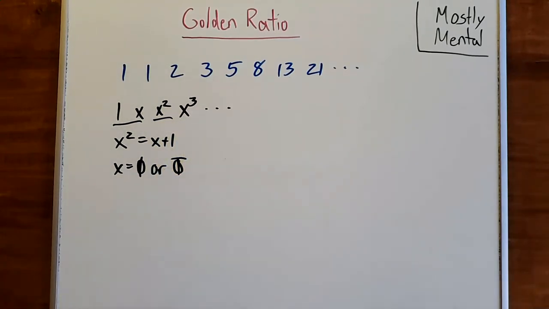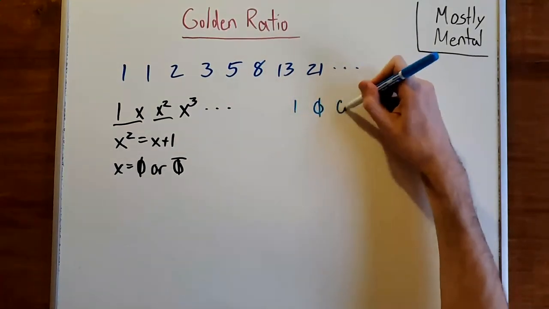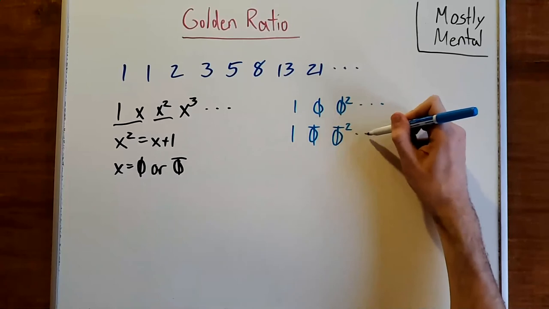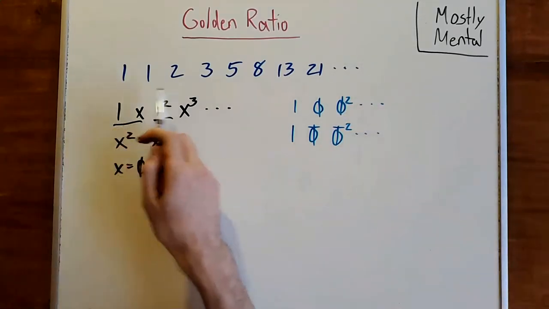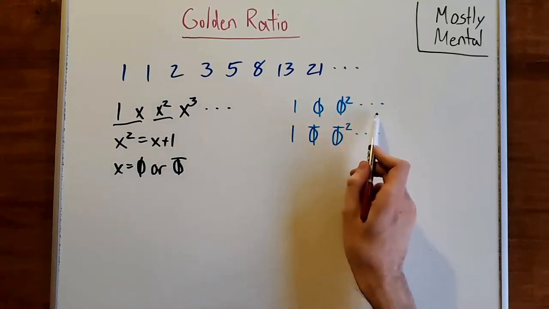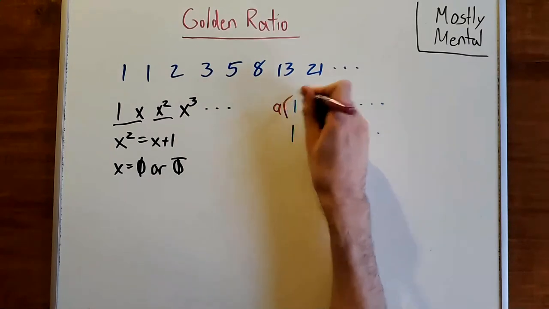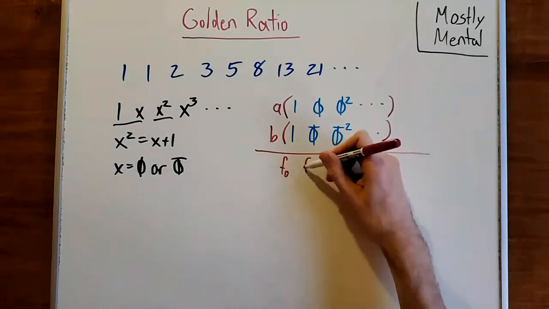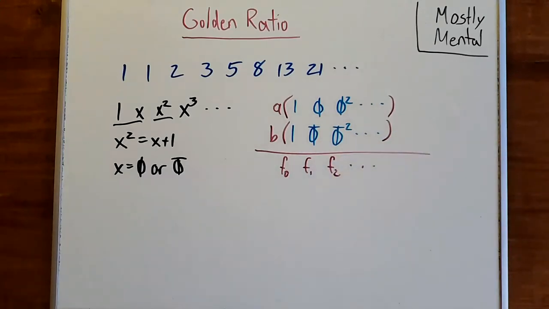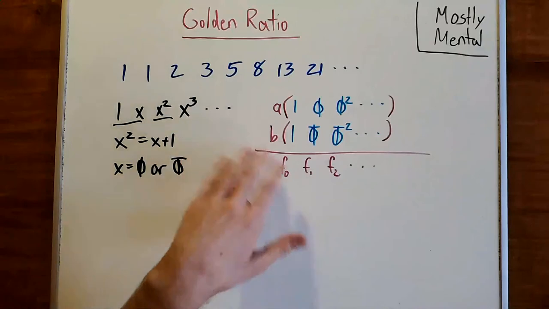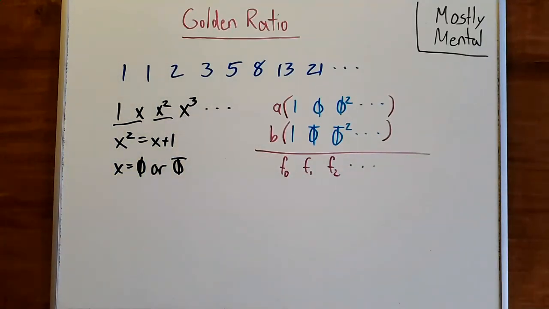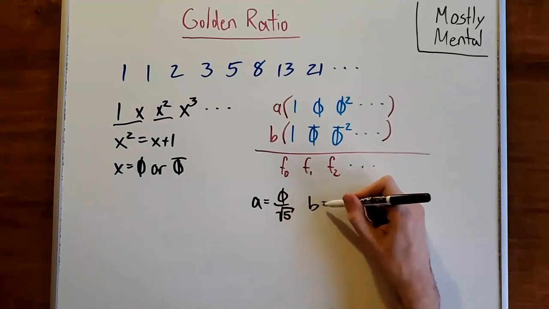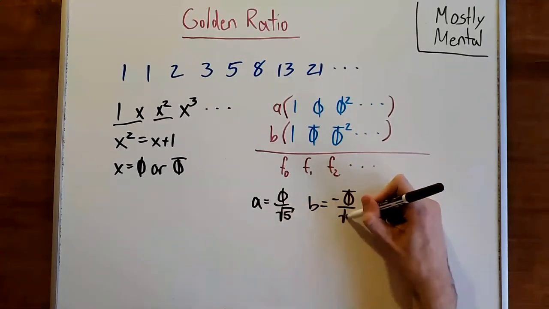Well, hey, that's two values, so we get our two sequences, 1, phi, phi squared, and so on, and 1, phi bar, phi bar squared, and so on. So the Fibonacci sequence is a scaled sum of this sequence and this sequence. That is, A times this sequence plus B times this sequence gives us the Fibonacci numbers. So, plugging in values and doing a whole lot of algebra, we end up with A equals phi over the square root of 5, and B equals negative phi bar over the square root of 5.